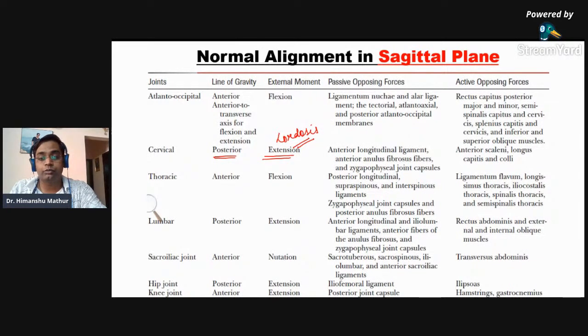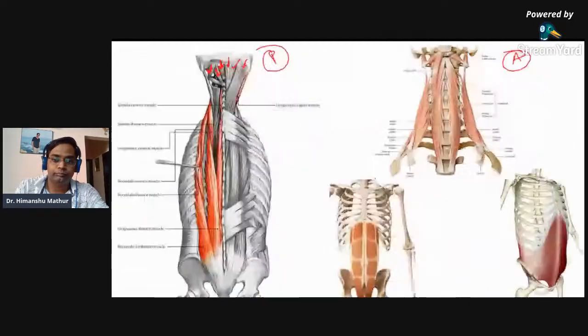Now, what are the structures which can prevent this? Well, if there is lordosis, my neck does not fall backward at all. So there are anterior structures which are helping to pull it back. Now, non-contractile structures would include the ALL. There could be annular fibers. There could be the anterior zygapophyseal joint capsule, although it doesn't work too much, but these two things work. And the muscles could be anterior scalene, longus capitis, and longus colli. Let us see them. This is the longus capitis muscle. It stretches it anteriorly.